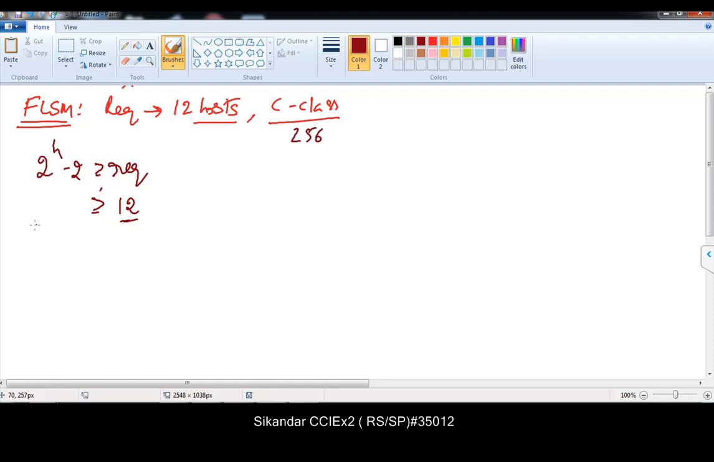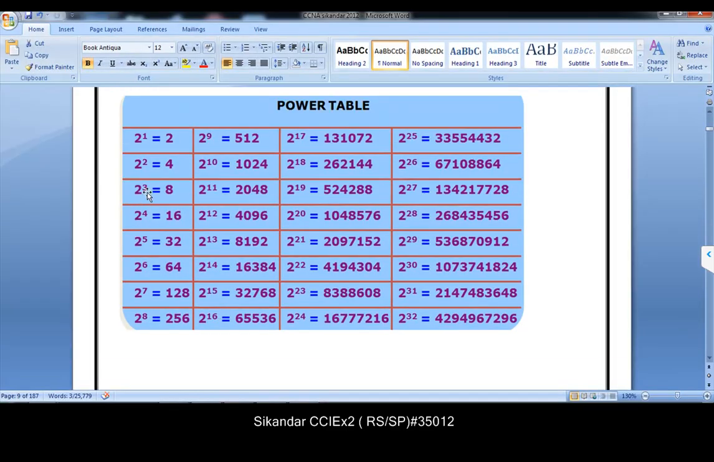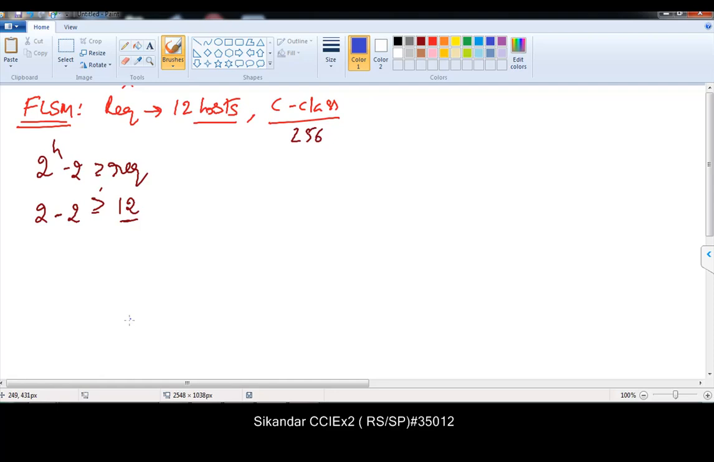So we are going to take 2 to the power of h minus 2. We need to consider any power value which satisfies the condition. If you verify the power table, 2 to the power of 3 is not going to satisfy my condition because my requirement is 12 hosts. So I need to go with 2 to the power of 4, which is 16, because exactly 12 hosts you cannot divide. The only possible size nearest to 12 is 16. So I'm going to take 2 to the power of 4 here as per my requirement. Now 2 to the power of 4 becomes 16.